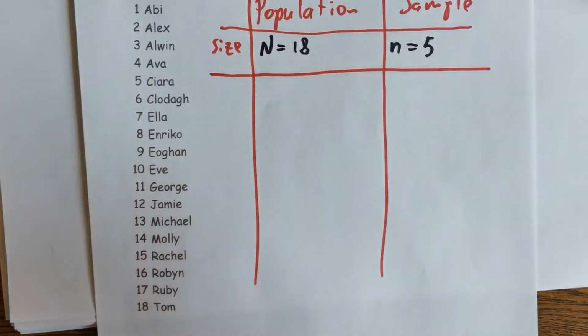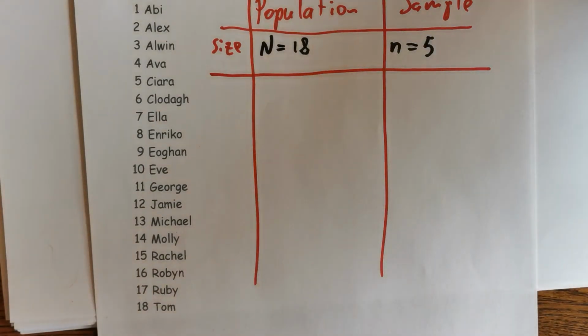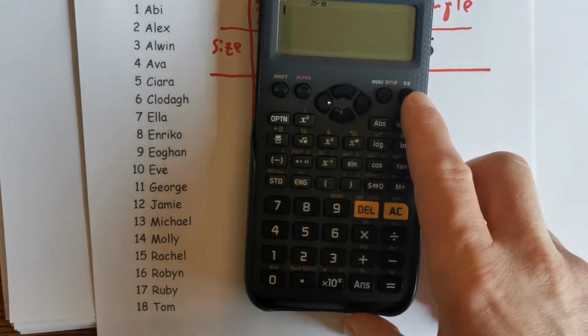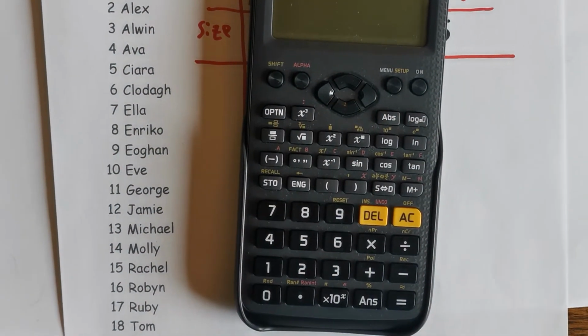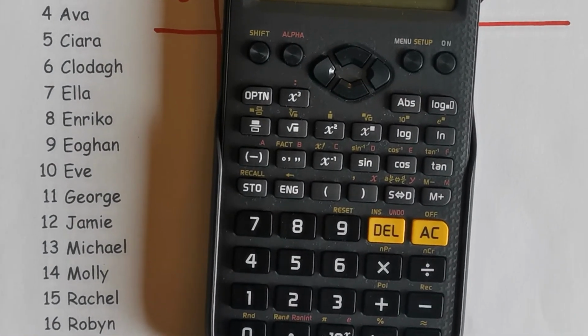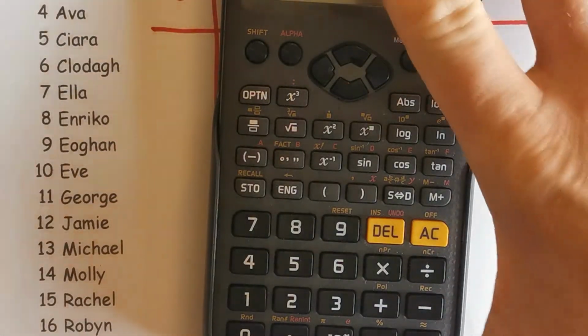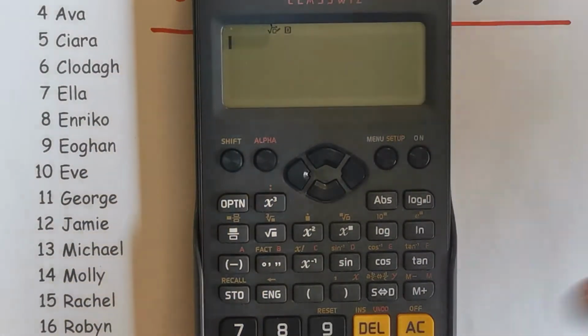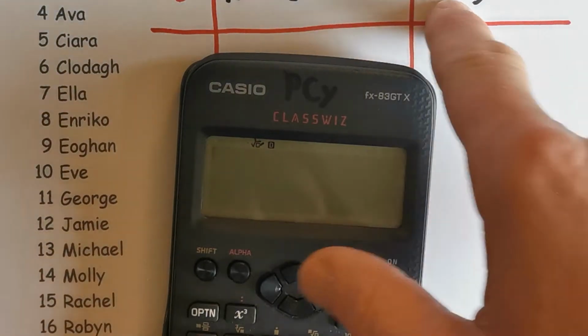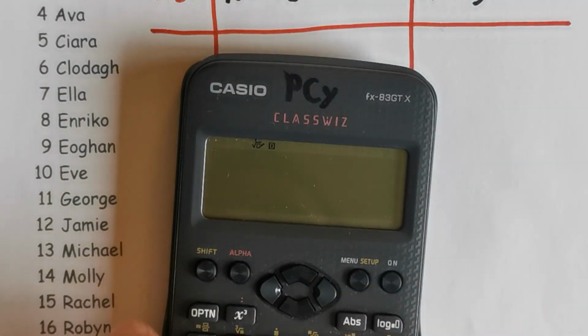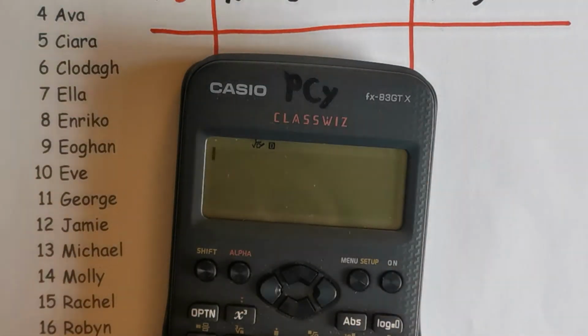Okay, so I'm going to choose a sample of 5 people from the class. To generate a sample of 5 people, I'm going to use my calculator. One thing I might think about before I actually generate a sample is how many samples of 5 people there are within these 18 people. It's something to think about.